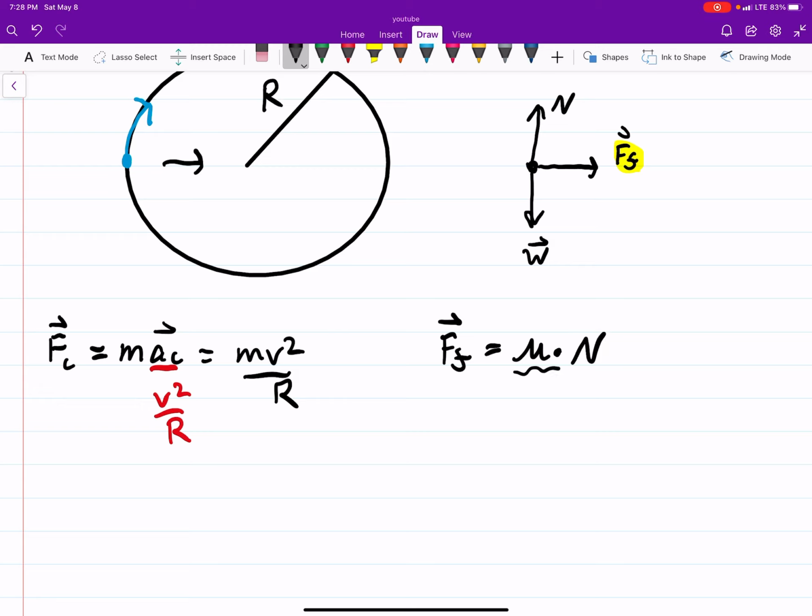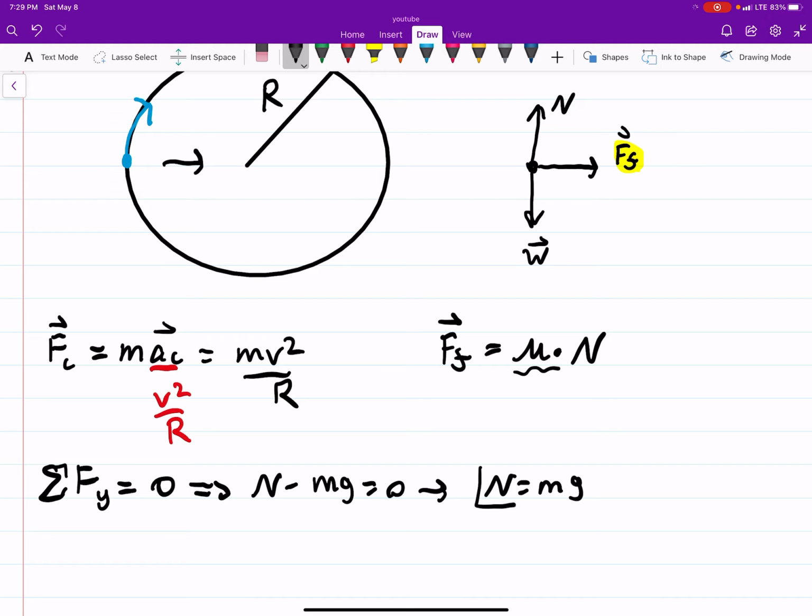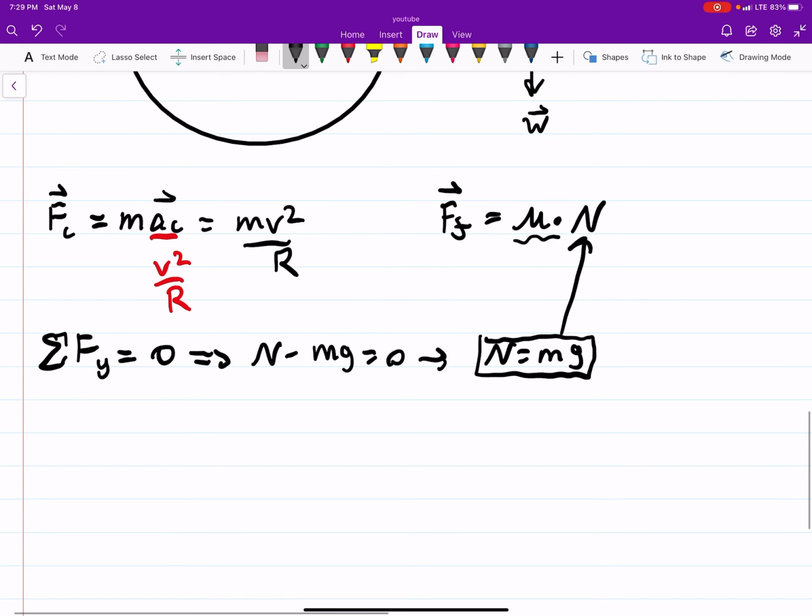So mu is given. And if we look at the sum of forces in the y direction, which we know is equal to 0, right? The car's not bouncing up or down. There's no acceleration in the y direction. We have our normal force minus our weight force, which is mg, equal to 0, which tells us our normal force is equal to mg, which can be substituted into here.